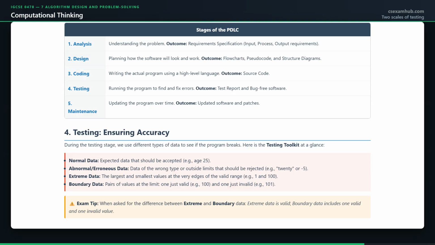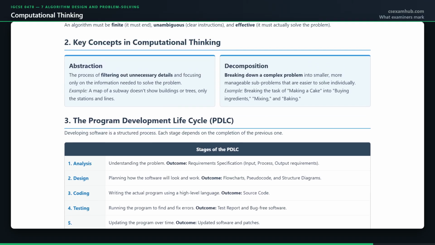Iterative testing asks, does this module do what I intended? And final testing asks, does this program do what the customer asked for? Four things to take into the exam. First, define abstraction as removing unnecessary detail and keeping what is needed to solve the problem. And if you give an example, say what was removed and why it did not matter. Second, define decomposition as breaking a problem into smaller subproblems, and be ready to actually do it for a described system rather than only defining it.